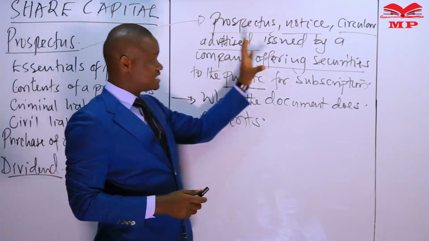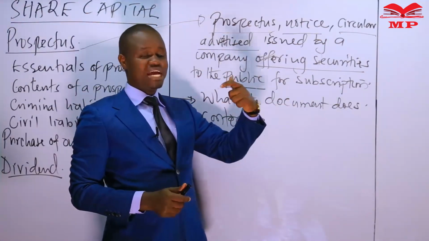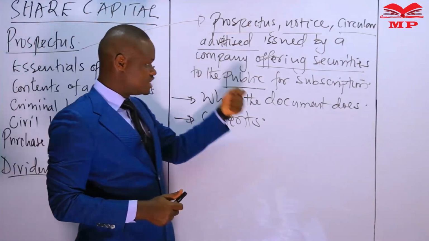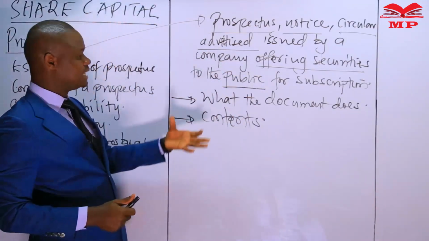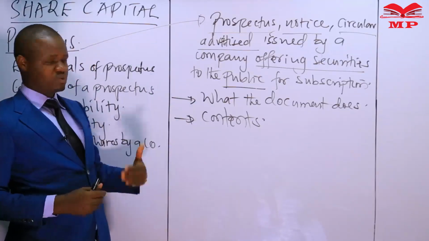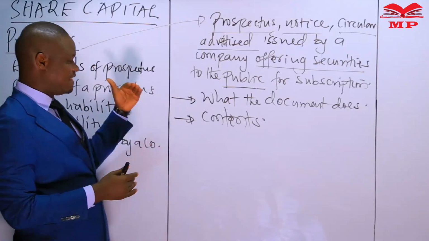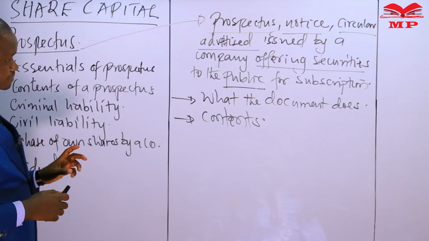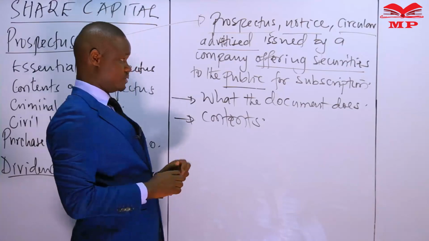So this document is taking no specific form. We are judging what it is by what it does and its contents, that it is issued inviting members of the public to subscribe for the company's securities such as shares. And then we look at the contents as we shall be discussing them later. Now, let's go to the essentials.